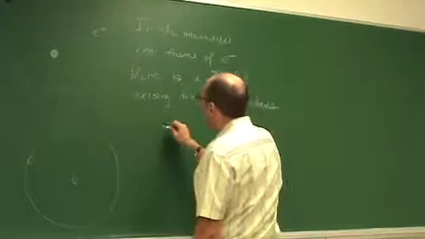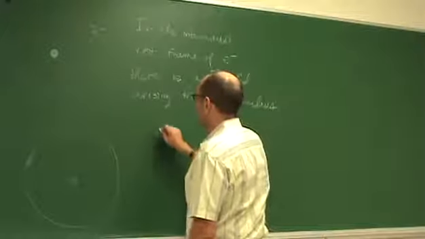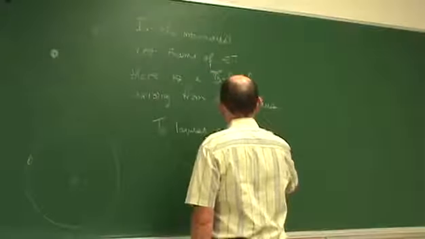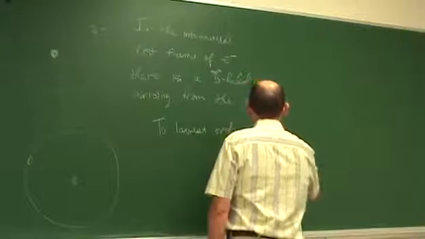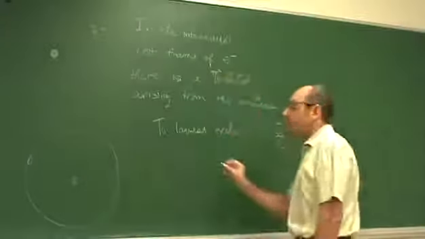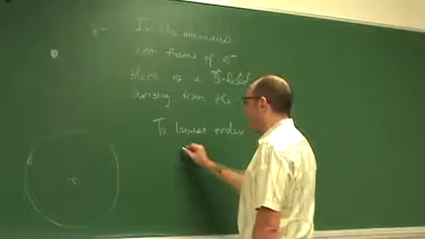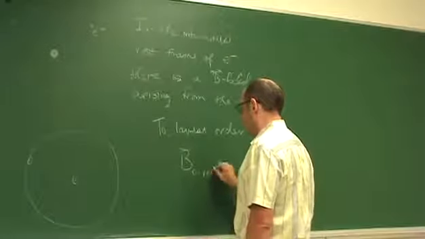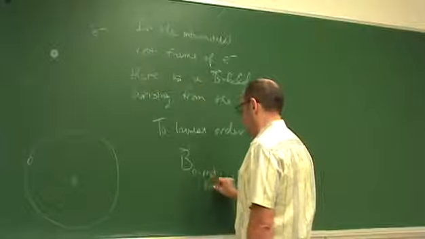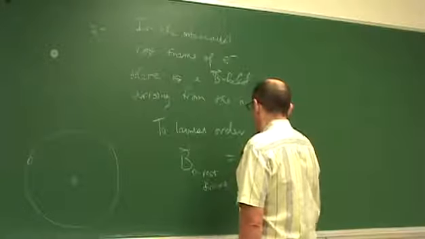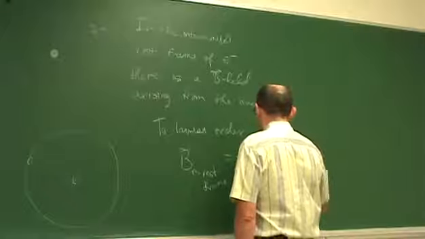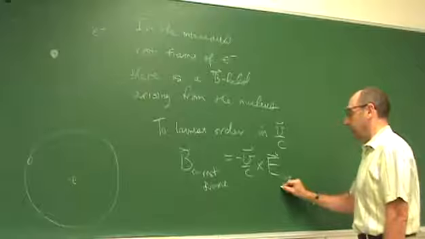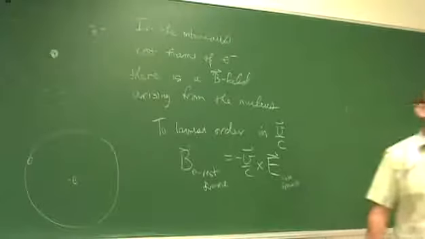And what one finds, to lowest order in v over the speed of light, the magnetic field in the electron rest frame is minus v over c cross E, where E is the field in the lab frame. In the lab frame, there is no B field.